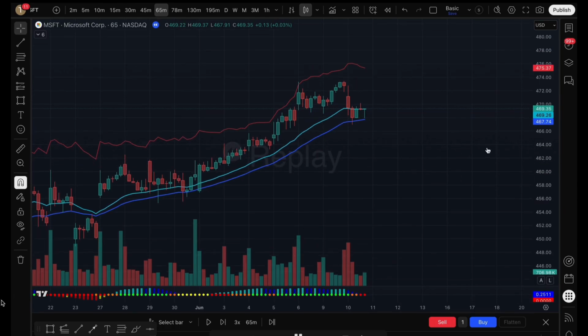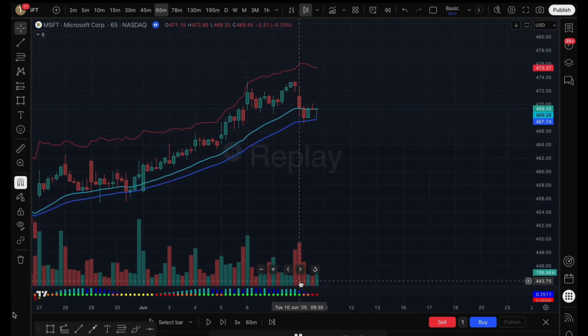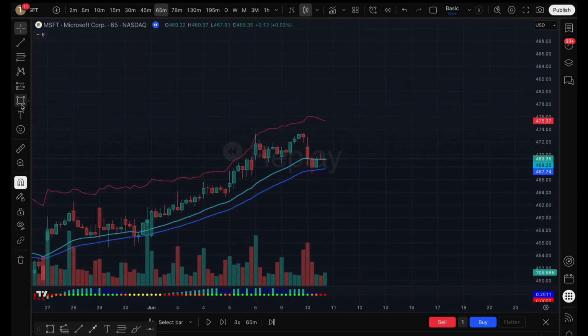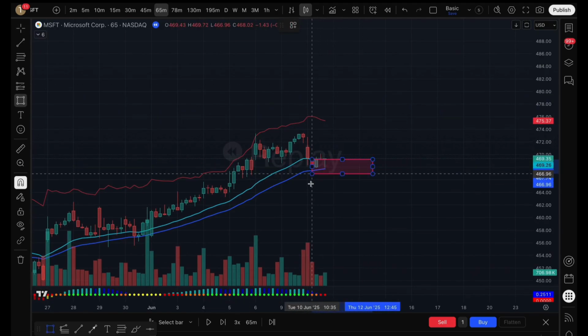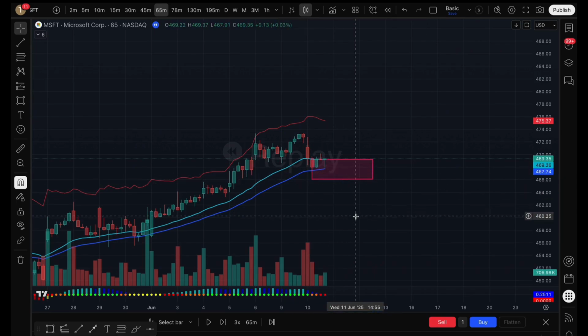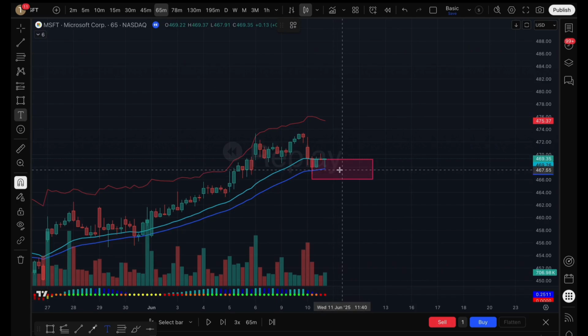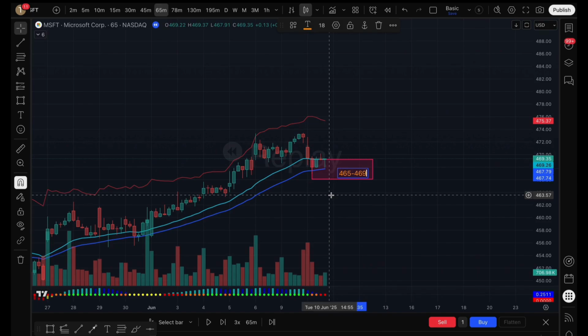So here we are, June 10th of this year, all right? Microsoft putting in this pattern. Same thing, all right? So I got my buy zone. I get my buy zone between the 21 and 34 EMA for me. Here in Microsoft, that would have been 465 to 469, okay? 465 to 469. That's my buy zone, okay?